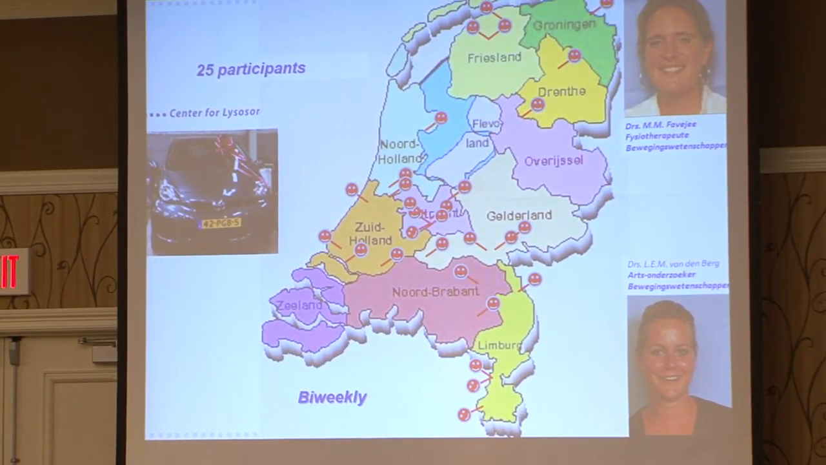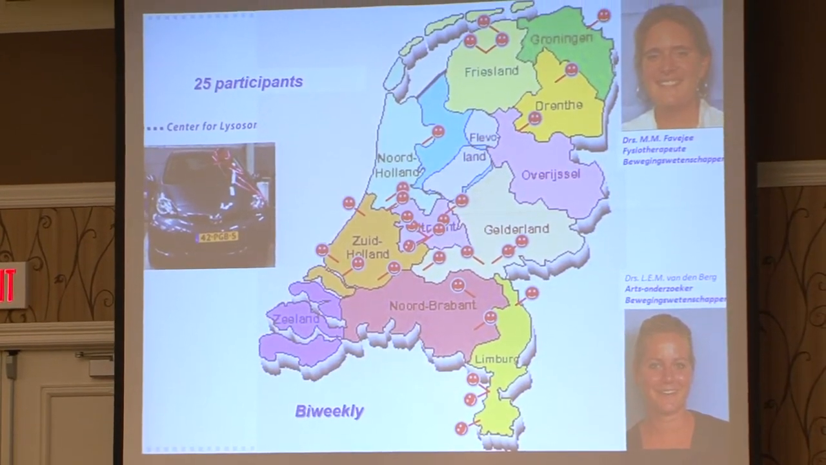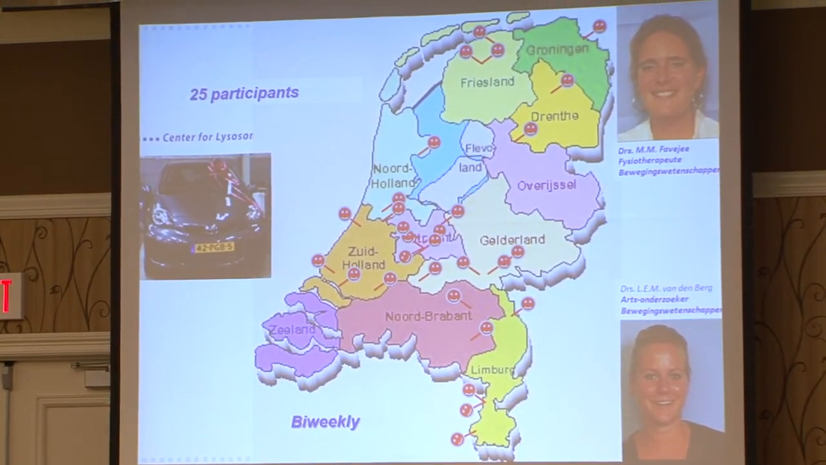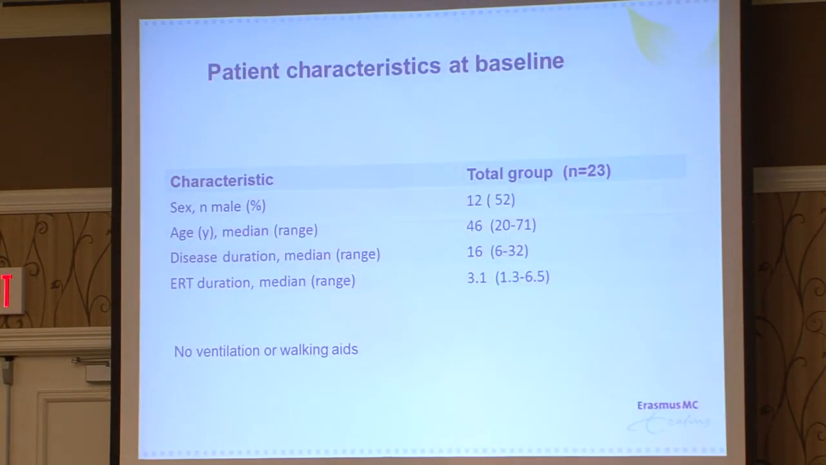And that's possible in the Netherlands. It's potentially more difficult in the US, but that's the advantage of living in a small country. So the people on the right side are Marijn at the top and Linda at the bottom.